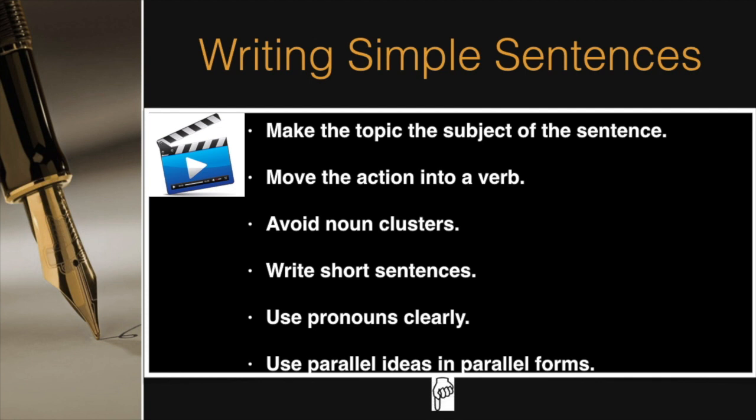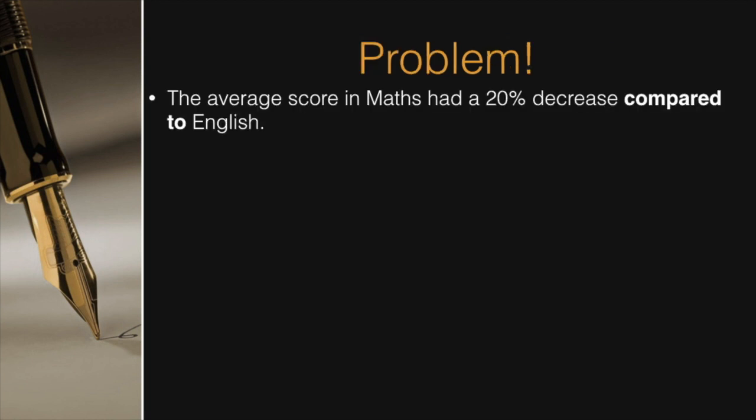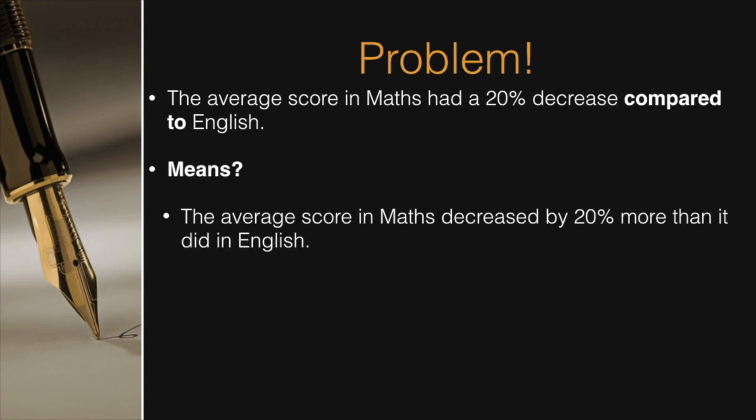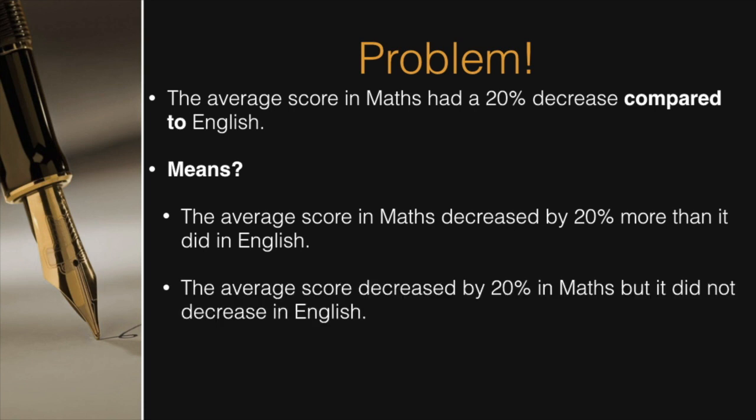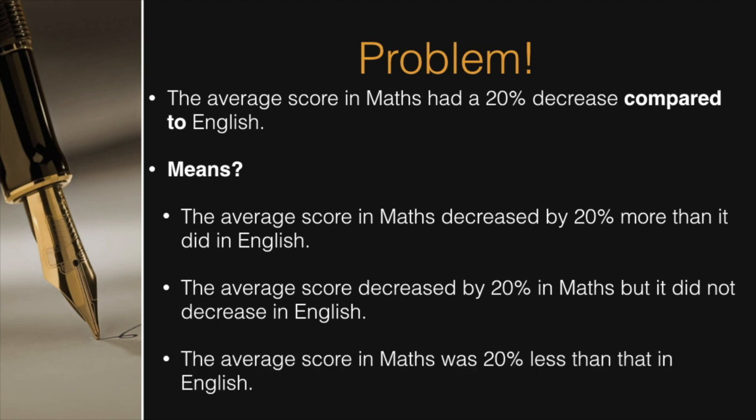Let's now discuss today's powerful idea. Check this sentence. The average score in maths had a 20% decrease compared to English. What does that sentence mean? Does it mean the average score in maths decreased by 20% more than it did in English? Or the average score decreased by 20% in maths, but it did not decrease in English? Or the average score in maths was 20% less than that in English?